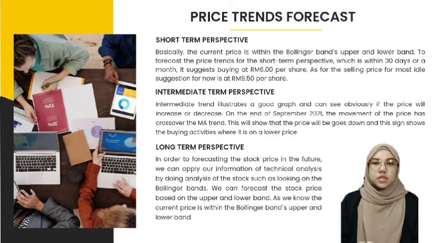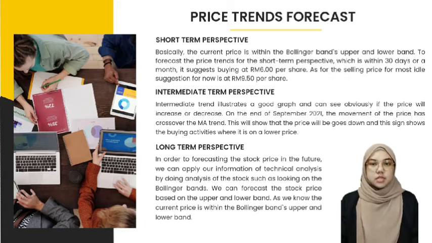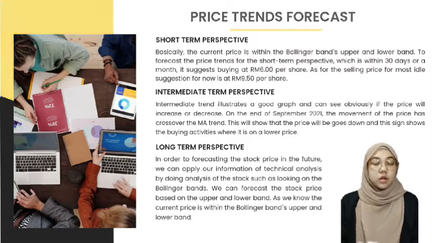In order to forecast the stock price in the future, we can apply our information of technical analysis by analysing the stock, such as looking at the Bollinger Bands. We can forecast the stock price based on the upper and lower band. As we know, the current price is within the Bollinger Band's upper and lower band.